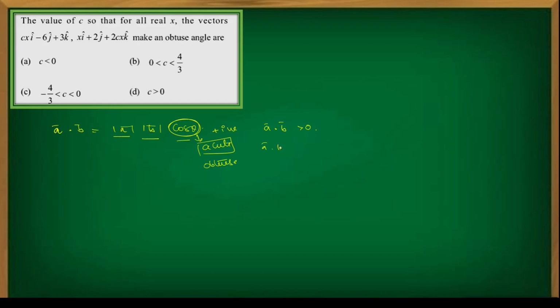So A bar dot B bar is negative. If the angle between two vectors is acute, then A bar dot B bar must be positive. If the angle between two vectors is obtuse, then A bar dot B bar is negative. With these two conditions: angle between two vectors is acute, dot product is positive; dot product is negative, angle between them is obtuse.